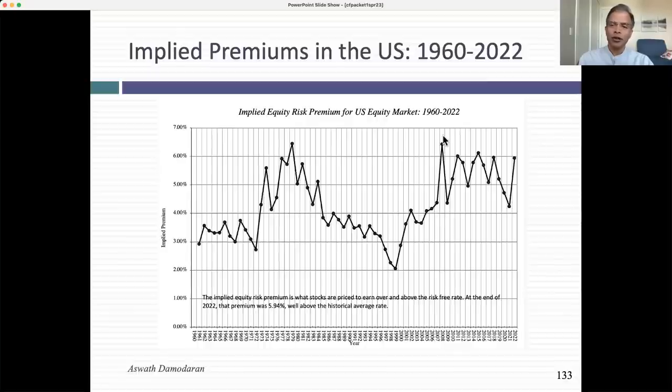There's the 2008 crisis. And since 2008, take a look at what's happened to equity risk premiums. They've become higher and more unstable since 2008. 5.94% is actually towards the higher end of the spectrum. Stocks were priced to earn a much higher premium at the start of 2023 than they've earned historically.